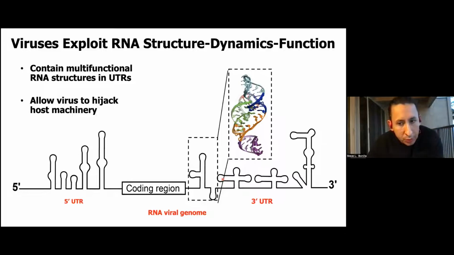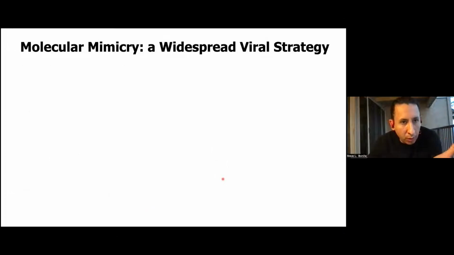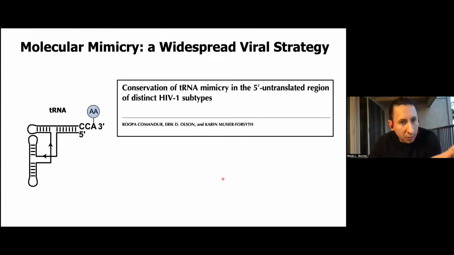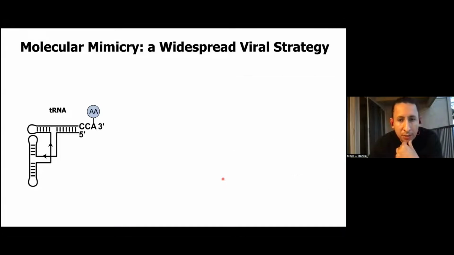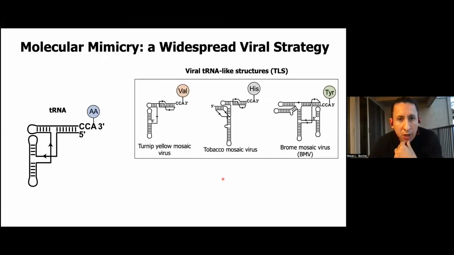And one way in which they can do this is by mimicking the structure of cellular molecules. Right? So given the importance of tRNA, which I think probably all of us are familiar with, it is not surprising that RNA viruses have evolved ways to mimic tRNA structure. There are several examples of this found in different viruses, including in some that infect humans. But the best known examples are the so-called tRNA-like structures, or TLSs, that are found at the 3' end of certain viruses that infect plants.